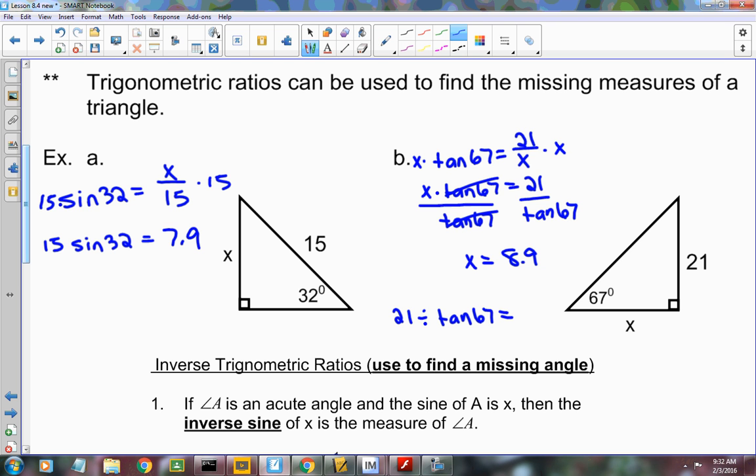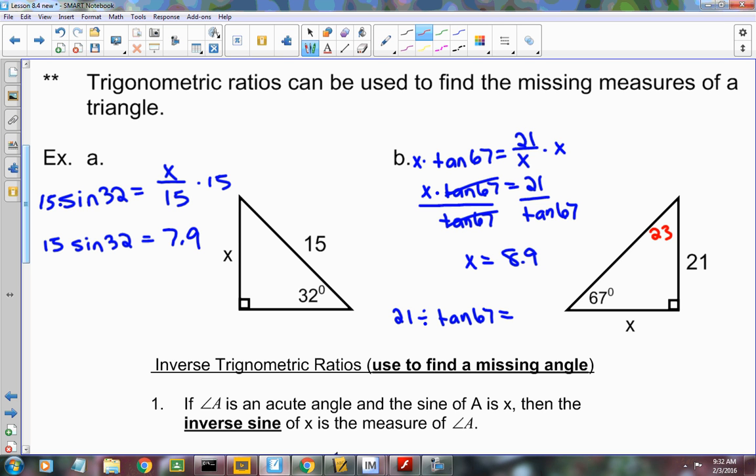Everybody got 8.9? Okay, now, I am going to show you one thing that you can do. A lot of times, for whatever reason, it flips people out when that variable is in the denominator. If you want to avoid that, you could use its complementary angle. If this is 67, this is going to have to be what? 23, right? Okay, this is going to have to be 23.